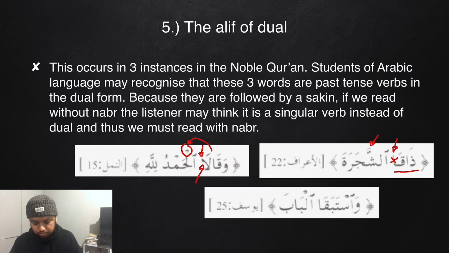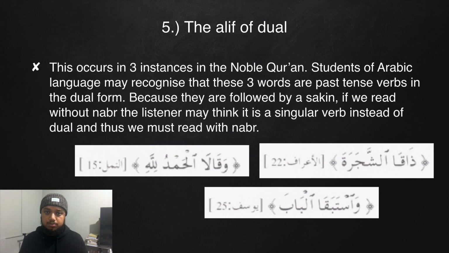And in the third example we have وَاسْتَبَقَ الْبَابِ. We have alif of dual here, but because of this sukoon, the haraka before it is attracted to it because it is a powerful magnet. And we cannot say وَاسْتَبَقَ الْبَابِ because then it's not clear to the listener that this is alif of dual. Instead we say وَاسْتَبَقَ الْبَابِ. We do the nabr, we raise the voice.